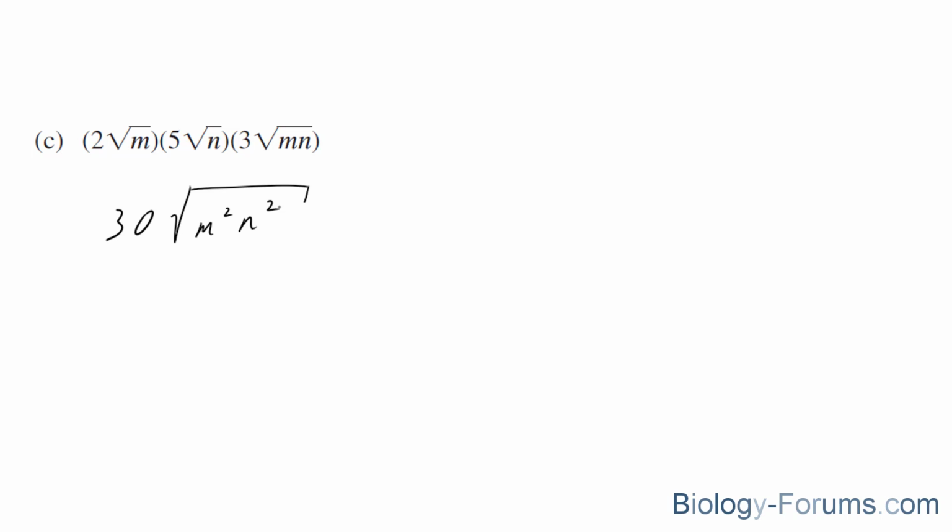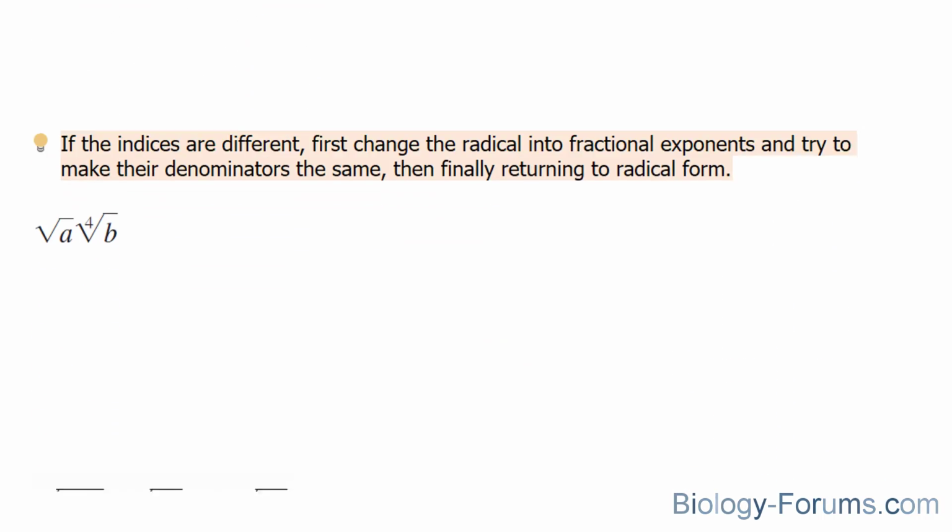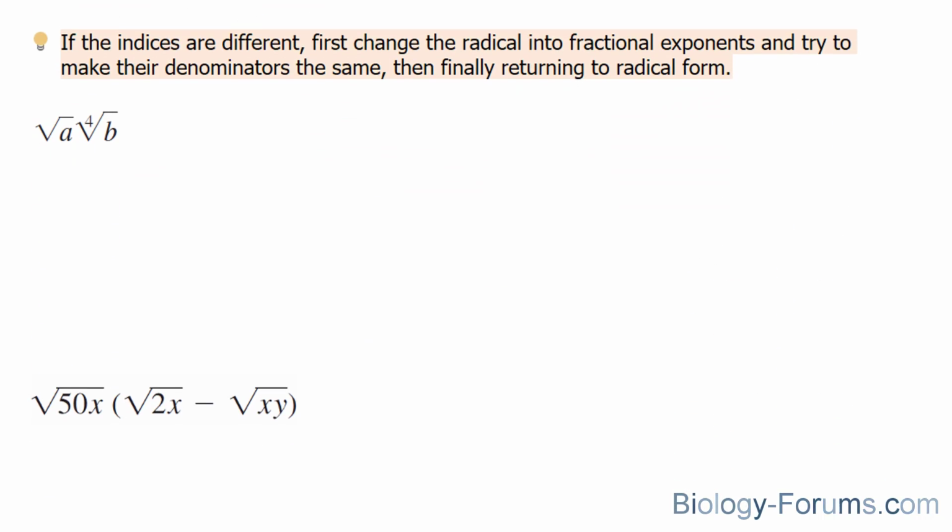Now, before you conclude as this being the final answer, keep in mind that m squared and n squared are both perfect squares. So you end up with 30, the square root of m squared is m, and the square root of n squared is n, and that's it. Let's continue. Now the next two examples are a little more difficult. And they're a little more difficult because this time we're faced with two radicals with different indices.